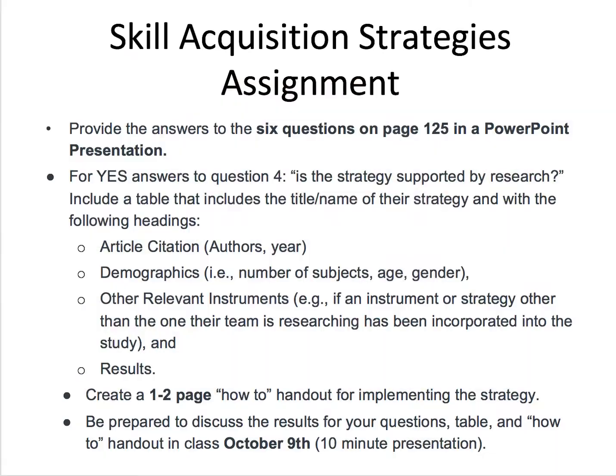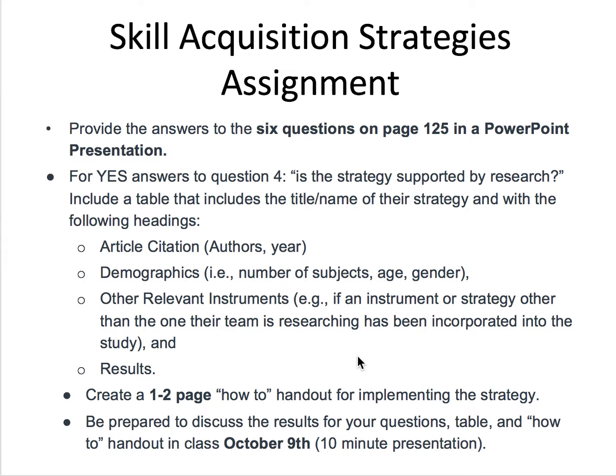If you take a look at the assignment just real quickly, this is also in your module information on the skill acquisition assignment, you're going to provide the answers for those 6 questions that you see on page 125 in a PowerPoint presentation. Okay, so that's how you're going to share information with us. And those questions are questions to answer when selecting intervention strategies.